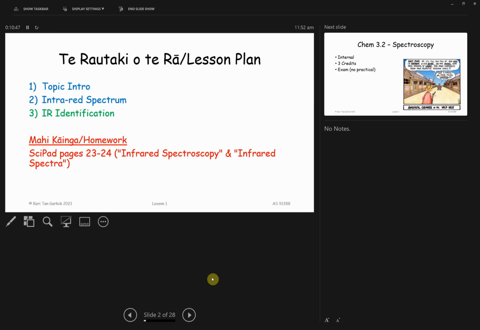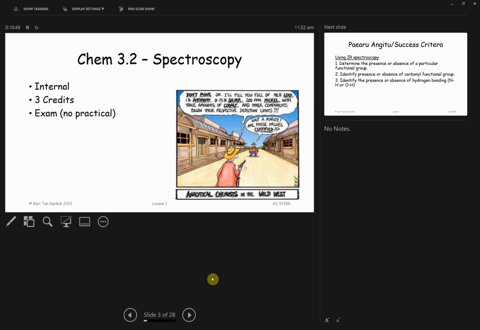All right, so let's talk about what spectroscopy is. This is honestly my favorite out of all the standards. Not just year 13, but everything I've taught, this is my absolute favorite one. It is an internal.